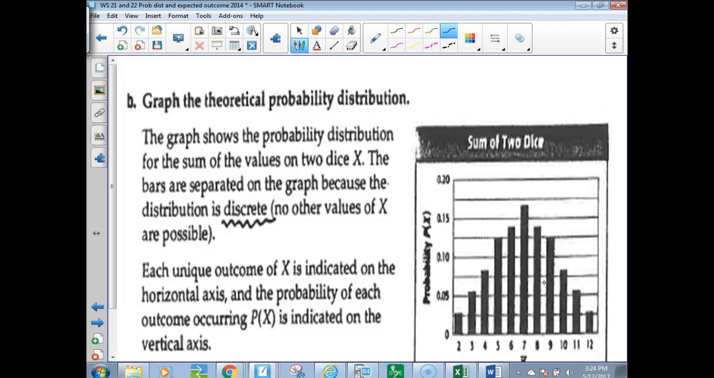Now, this graph shows the probability distribution for the sum of the values of two dice. This is a different representation. The last one was a frequency table. This is a histogram. The bars are separated on the graph because the distribution is discrete. No other values of x are possible, nothing in between. Each unique outcome of x is indicated on the horizontal axis, and the probability of each outcome, p of x, is indicated on the vertical. What's the most common sum of two dice? It's illustrated right there. It is 7.